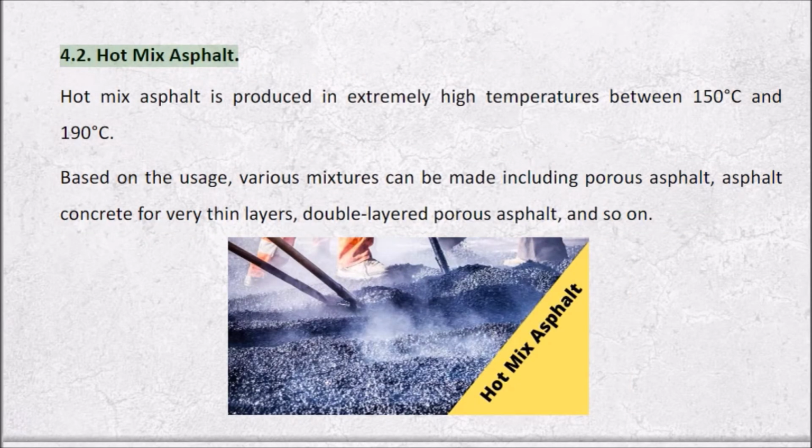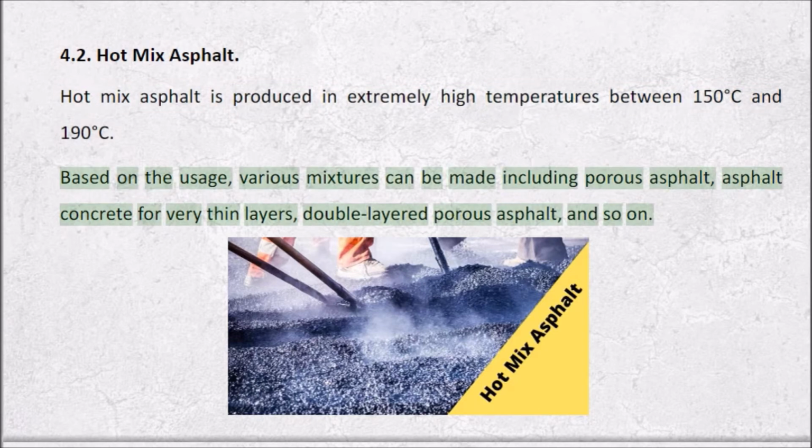4.2. Hot mix asphalt. Hot mix asphalt is produced at extremely high temperatures between 150 degrees Celsius and 190 degrees Celsius. Based on the usage, various mixtures can be made, including porous asphalt, asphalt concrete for very thin layers, double-layered porous asphalt, and so on.